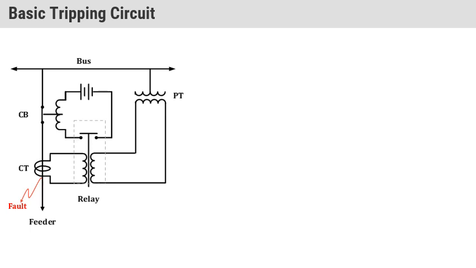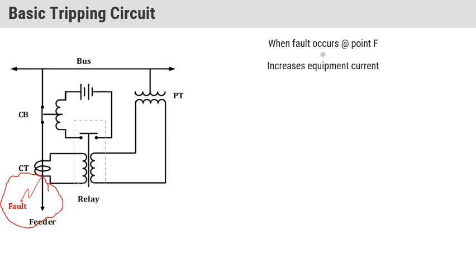Now, how do relays work? What is the working of the basic tripping circuit? When a fault occurs at the point F, you can see here this is our fault point. If any kind of fault occurs here, the current from the bus bar will start increasing, and so it increases the CT primary current. So here is the CT primary.